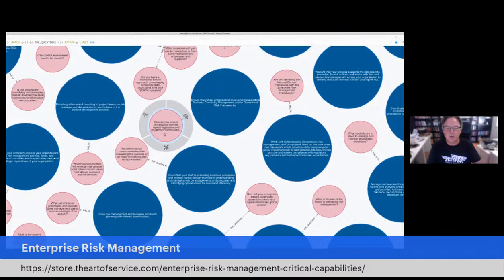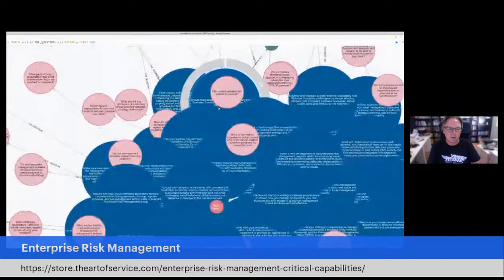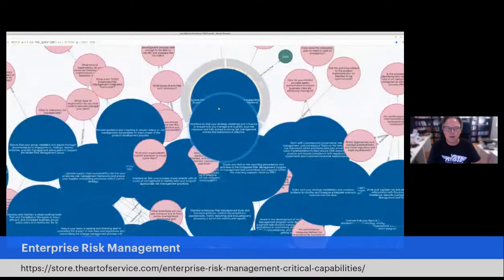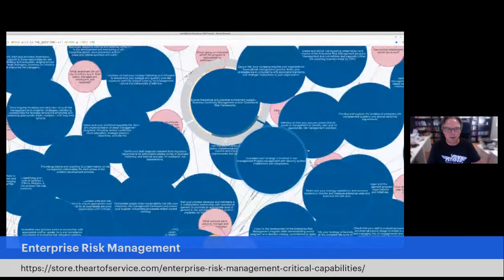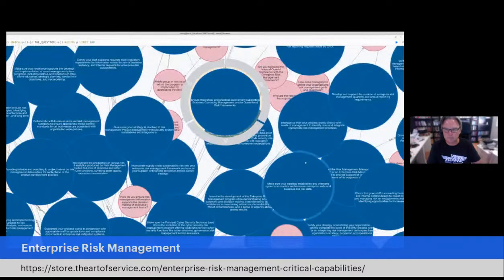How do you ensure compliance with the myriad legislative and regulatory frameworks? That's a tongue twister. Ensure theoretical and practical involvement supporting business continuity management and/or operational risk frameworks. You need to have that in place. Oh, interesting, I think. I might double click on that one. Related to risk, high priority, and a lot pops up that we can actually do here and take care of.